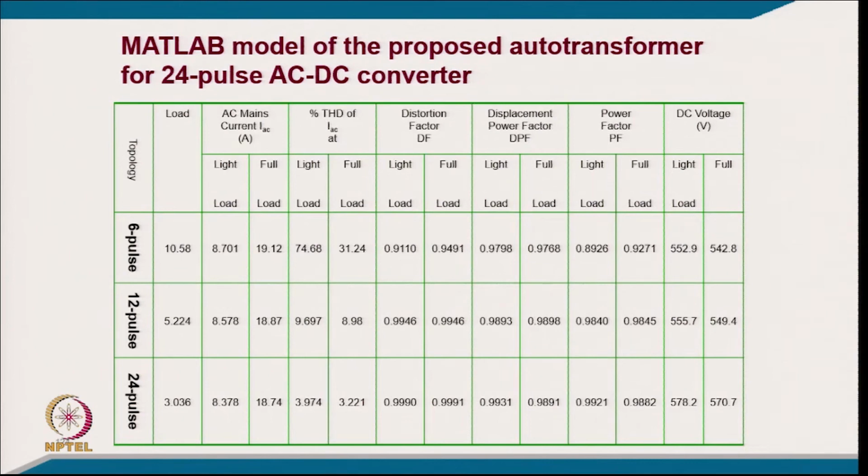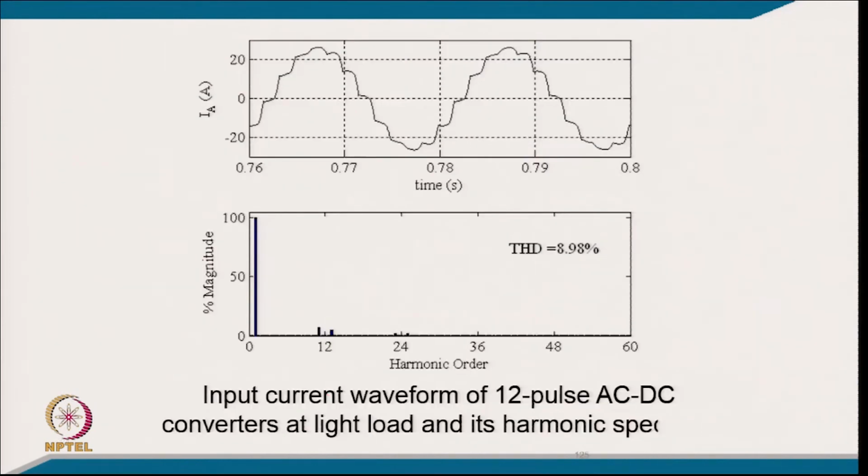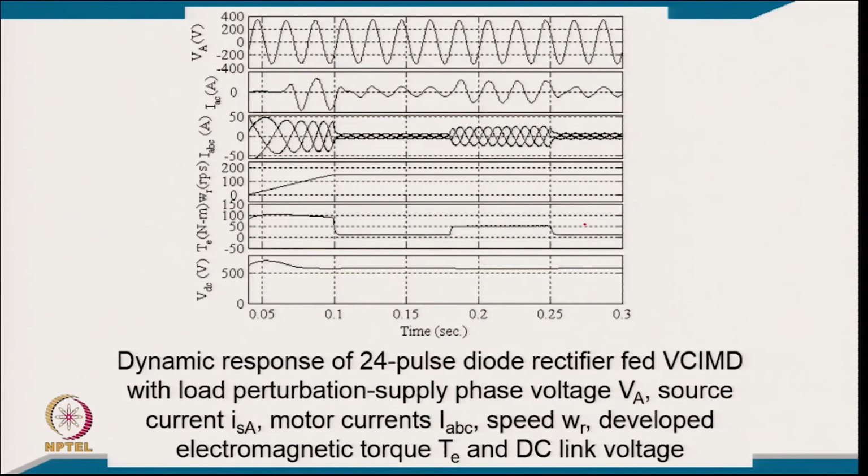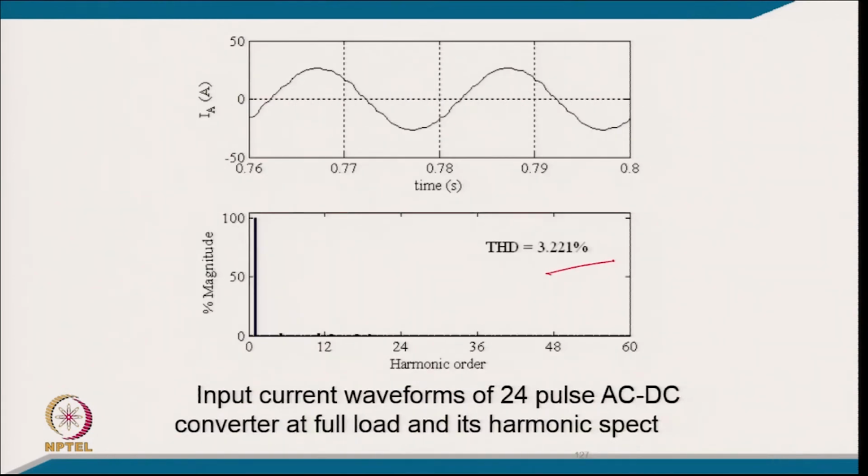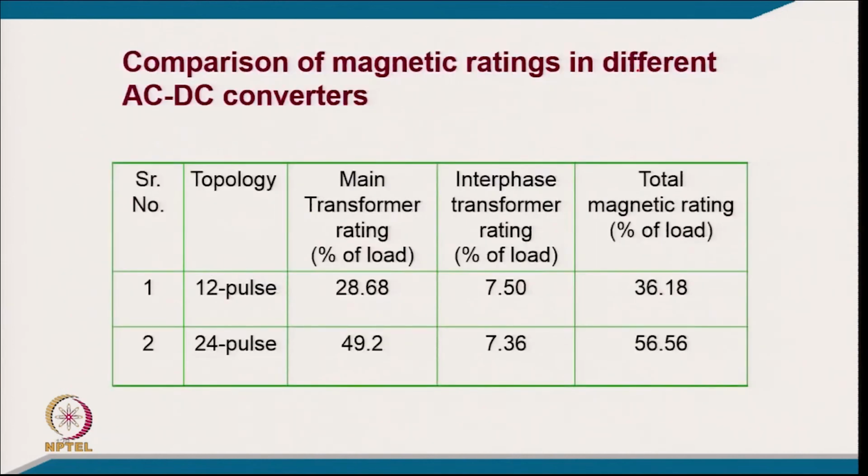And of course, this is a light load and full load comparison of the THD for 6 pulse, then 12 pulse, and then your 24 pulse. You can see the waveform and THD for 12 pulse, and how the supply current is for 24 pulse, how the THD of 3.2% is there, and how the supply current looks for a 24 pulse converter.